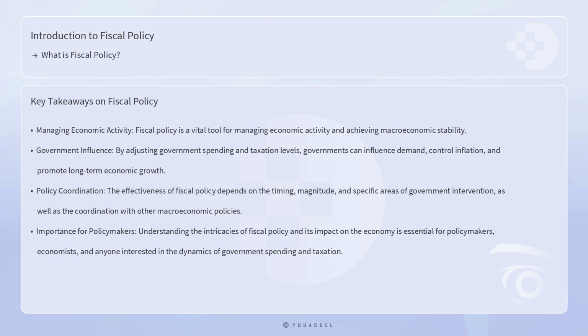Understanding the intricacies of fiscal policy and its impact on the economy is essential for policymakers, economists, and anyone interested in the dynamics of government spending and taxation.